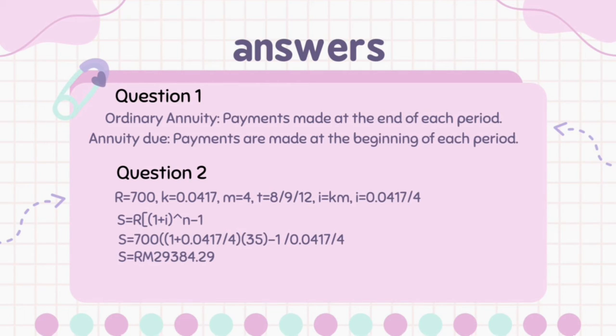Now we must fill in the information. So S equals 700[((1 plus 0.047 over 4) to the power of 35 minus 1) over 0.047 over 4], and the future value is 29,384 ringgit and 29 cents.